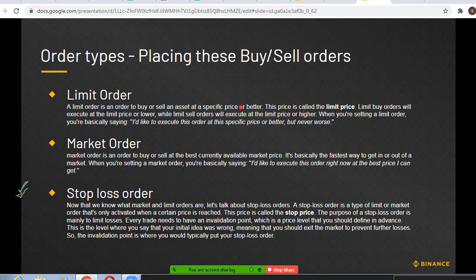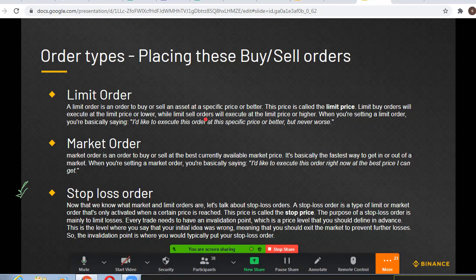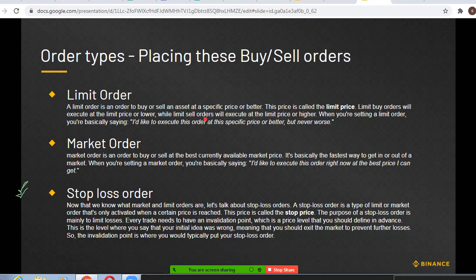So if you place a limit buy, it will execute at the limit price or lower so that you can buy low, which is to your advantage. Then if you place a limit sell, it will execute at that limit price or at a higher price, which is also to your advantage. So a limit order is an order you place to buy a financial instrument, in this case a cryptocurrency asset, at a better price or specific price.